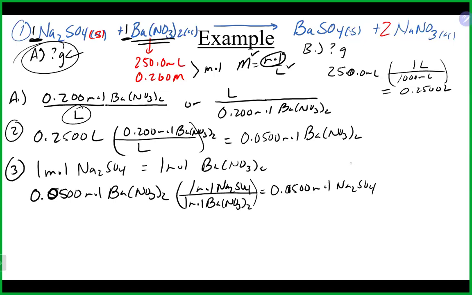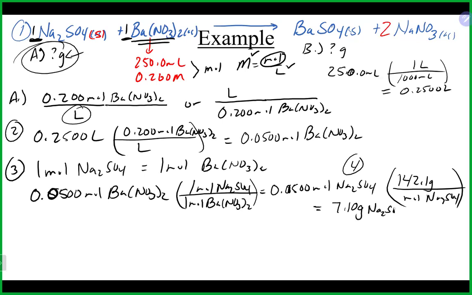So our 4th step here is going to use the molar mass of sodium sulfate. So that is 2 sodiums at 22.99 plus a sulfur at 32.07 plus 4 oxygens at 16 each. That gives us, from the periodic table, 142.1 grams per mole as the molar mass. And if I do that, I end up with about 7.1 grams of sodium sulfate needed to react with our barium nitrate.